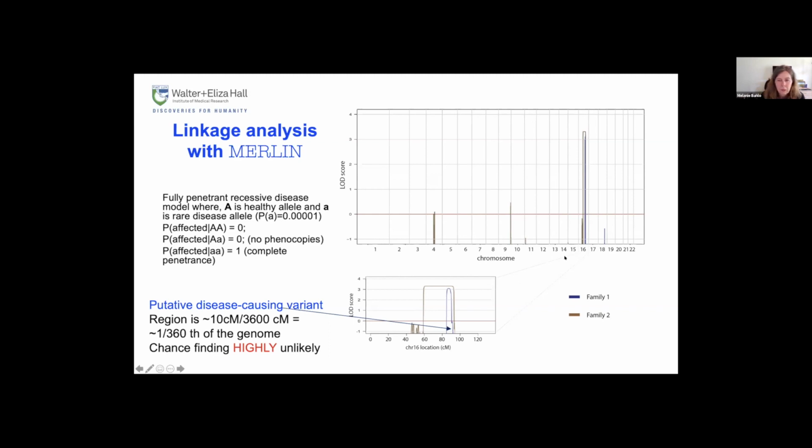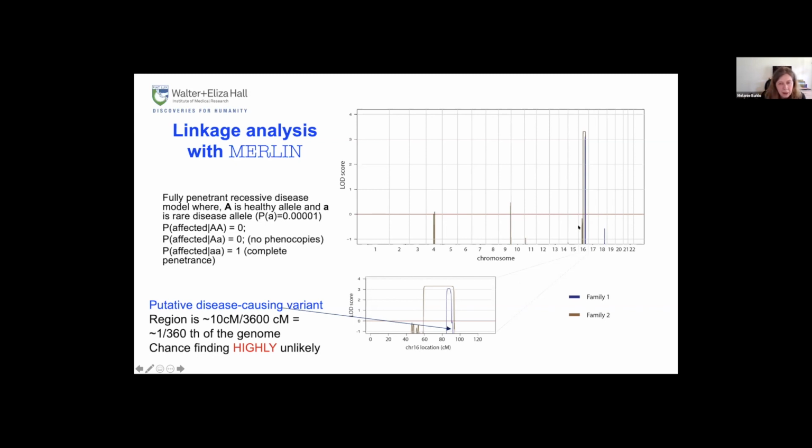And just zooming in on that a bit further, you can see here family 2, which is the Turkish family, gives a much broader region, a sort of 30 centimorgan region, so roughly 30 megabase region of linkage, where it says the disease-causing variant must be contained within that. And family 1, which is more informative and more outbred, the Portuguese family, narrows that peak even further, but it is contained within the other one.